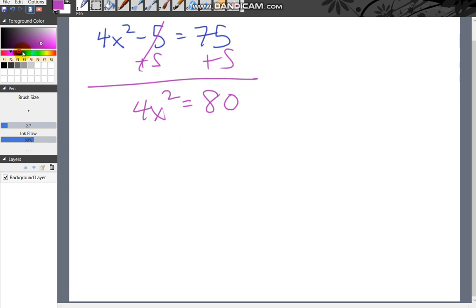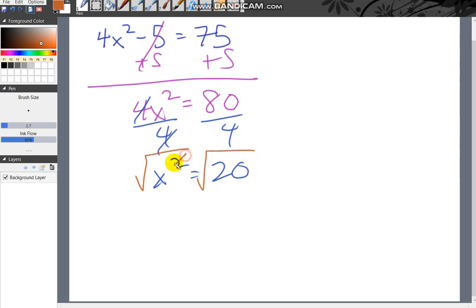Next, we want to get x squared by itself. Divide by 4 on both sides. The 4s cancel. x squared equals 20. Next, we have a square here. In order to get rid of it, I'm going to take a square root. The square root cancels out with the square. We need to break up 20 because the square root of 20 is not a nice number. So let's go ahead and do that. I see 20 can break up into 4 and 5. And the square root of 4 is going to be a nice number. The square root of 4 is 2.